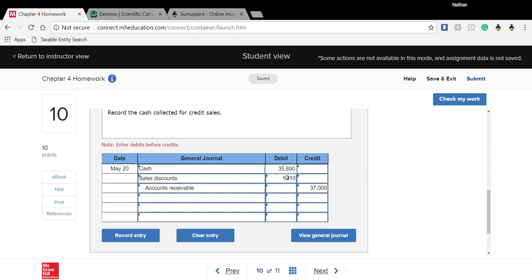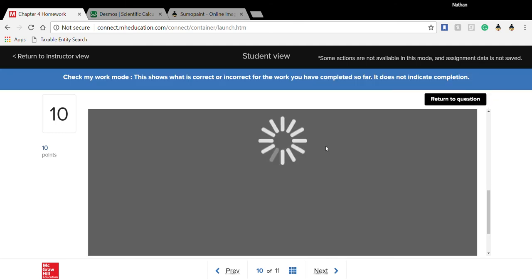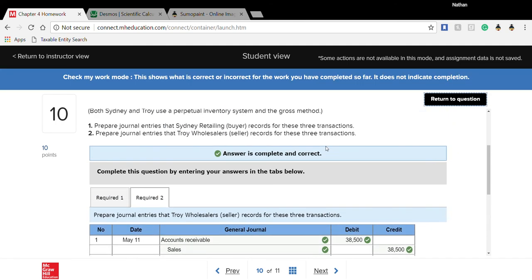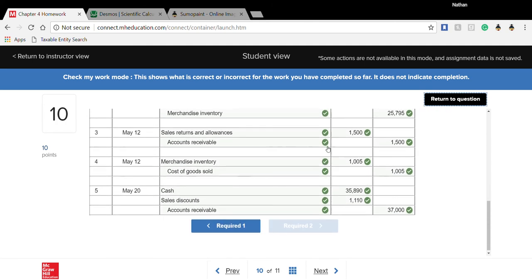You can add these up. Make sure they're balanced, just in case you accidentally switched a number. And then just hit check my work. Boom. Answer is complete and correct. There's all of our journal entries.